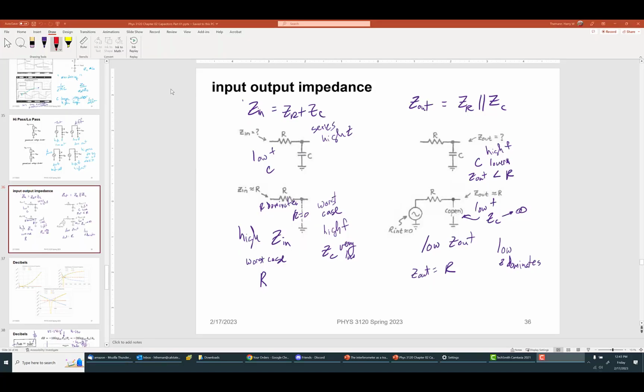So, as promised, things that we talked about in class, but didn't have the recorder going. So, input and output impedance. And we also have seen it before. We try to treat everything as a voltage divider, stages of a circuit.